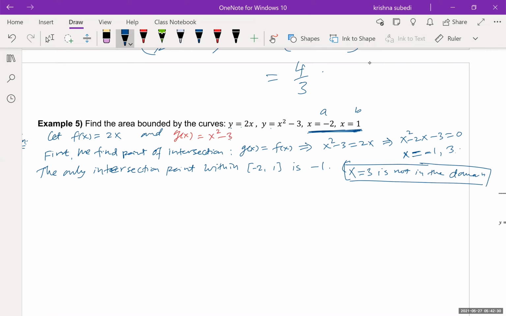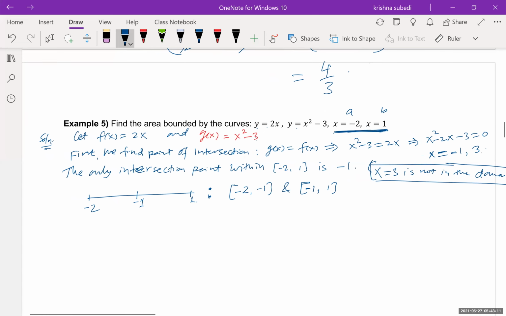All right, so now remember, here what happened is that we have a given interval. The given interval was -2 and 1. And now there is -1 where the functions have an intersection point. So this means that this divides our interval into 2. So now we need to check each of the functions, which one is bigger in -2 to -1 and -1 to 1. So we need to check in both of the intervals which one is bigger in what interval.